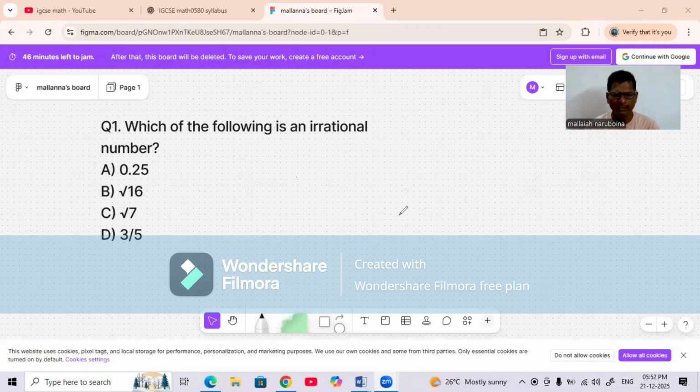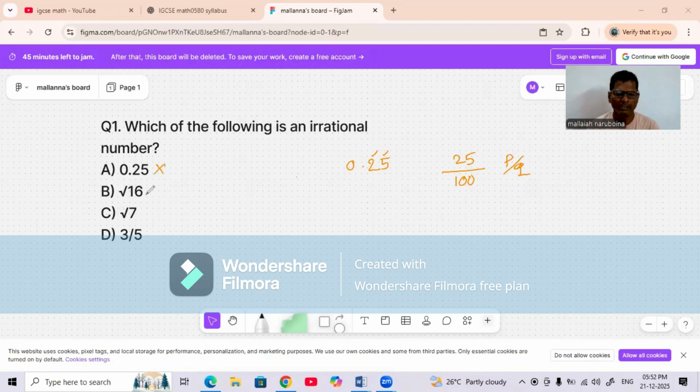Which of the following is an irrational number? A: 0.25, B: square root of 16, C: root 7, D: root 3 by 5. 0.25 is a decimal, so we can write it in the form p by q: 25 after two digits we have the point, so we write 100. So it is in p by q form, so it is a rational number, not an irrational number.